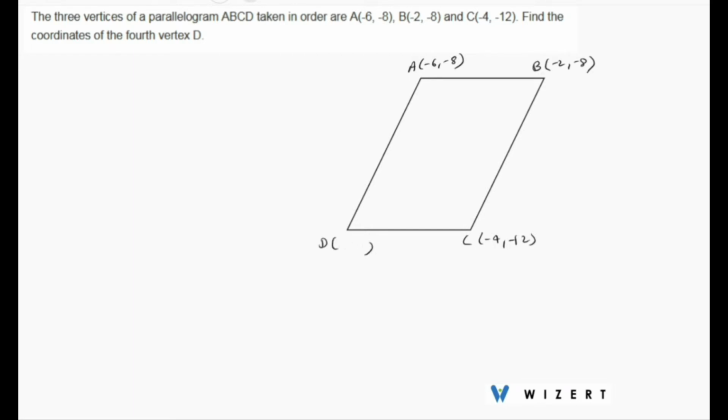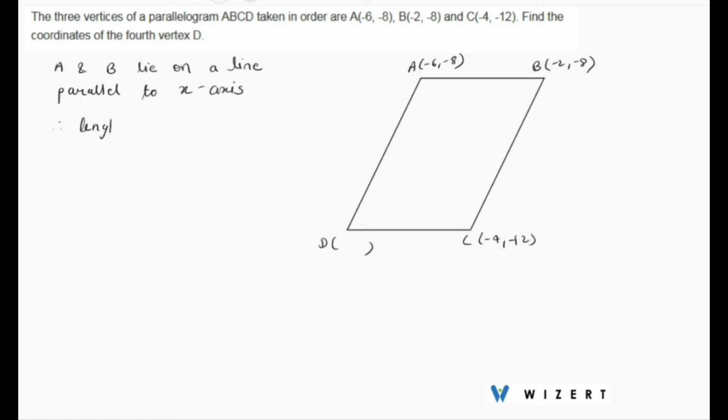Now if we observe, A and B lie on a line which is parallel to the x-axis, because the y coordinates are the same for them.